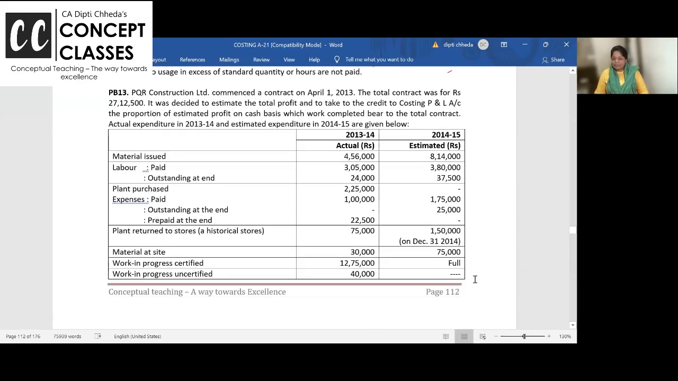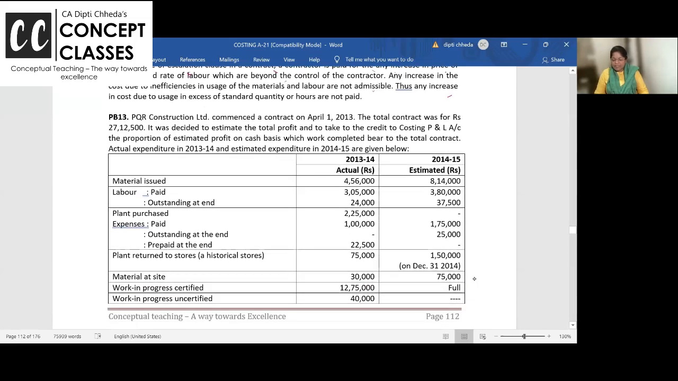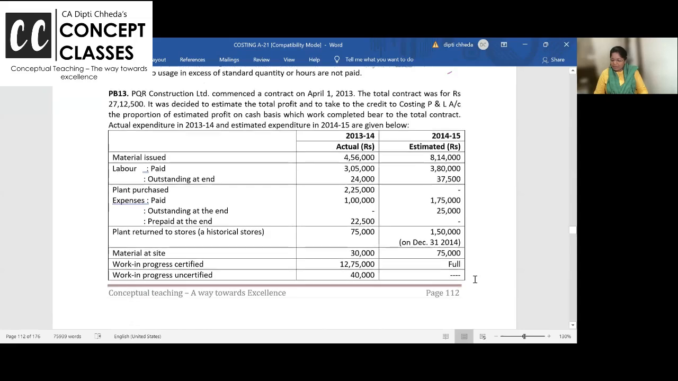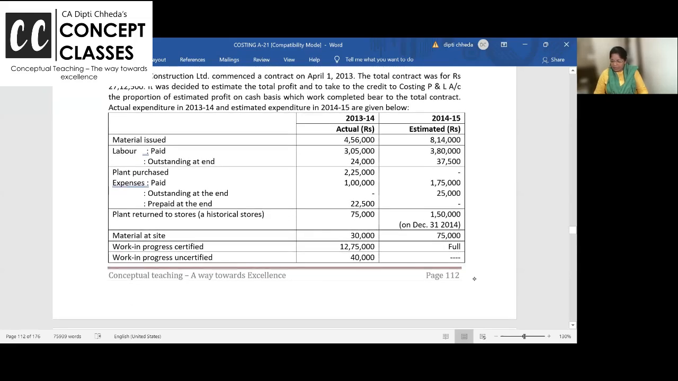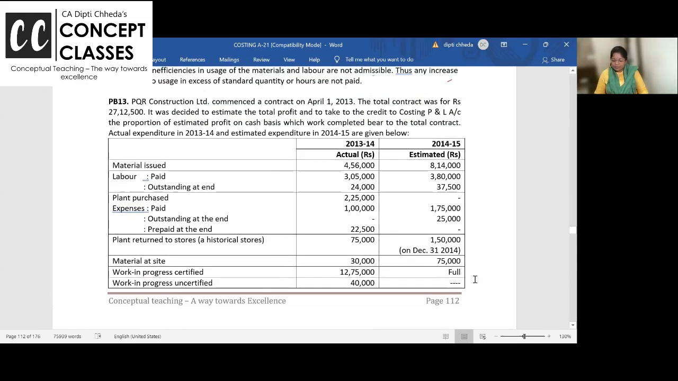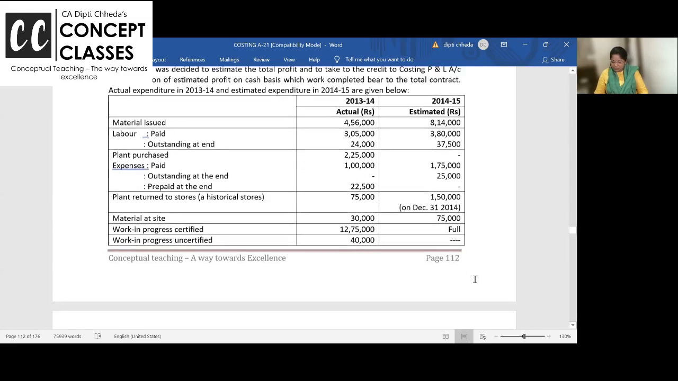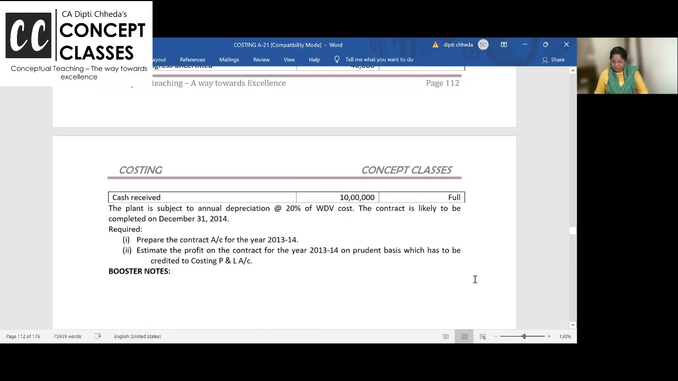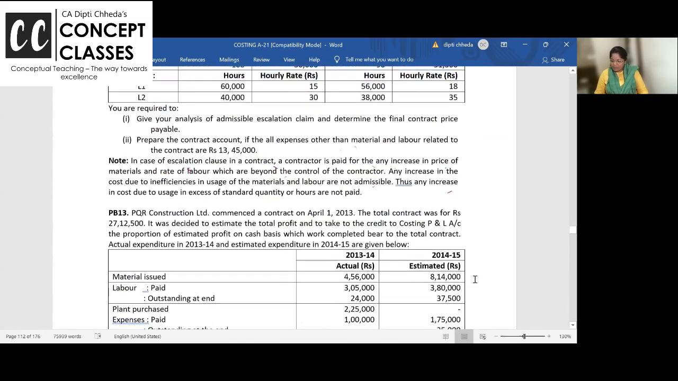PQR Construction Limited commenced a contract and the contract was for rupees 27,12,500. It was decided to estimate the total profit and to take credit to P&L. Proportion of estimated profit on cash basis, same. Material issued, labor, material at site, working. 13-14 is full, April to March. 14 and 15, the contract is likely to complete in December.